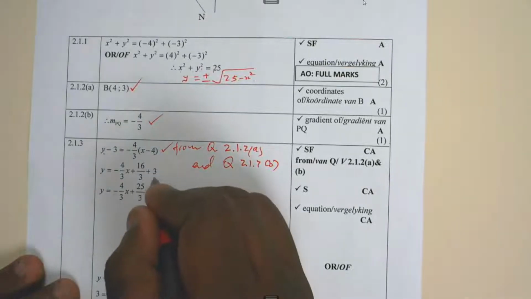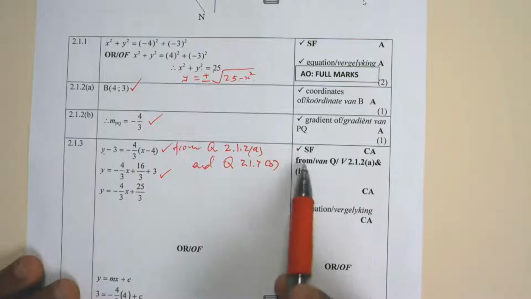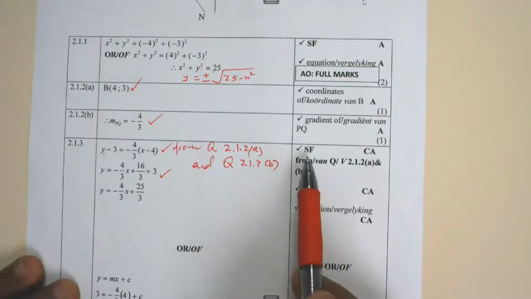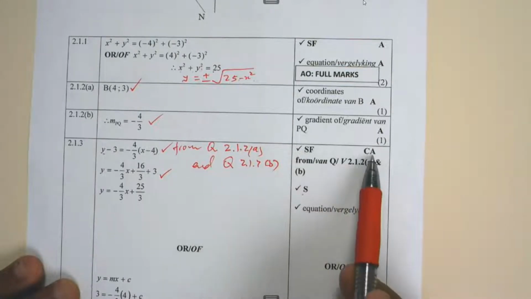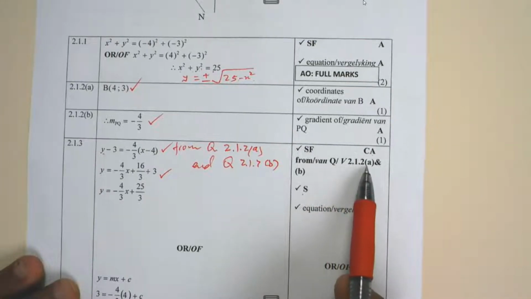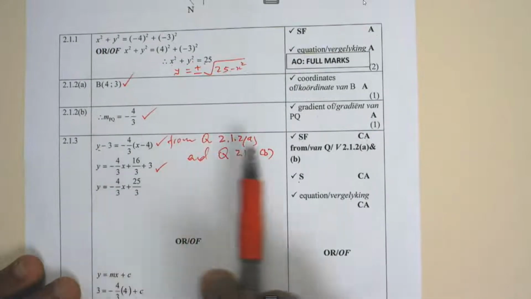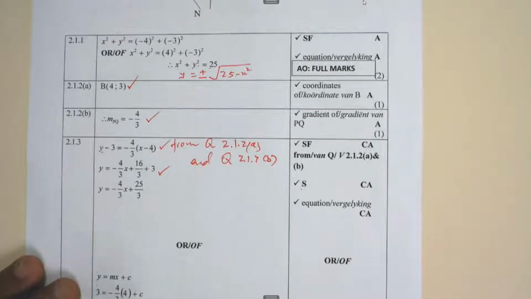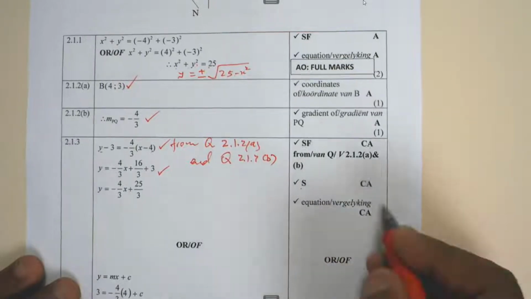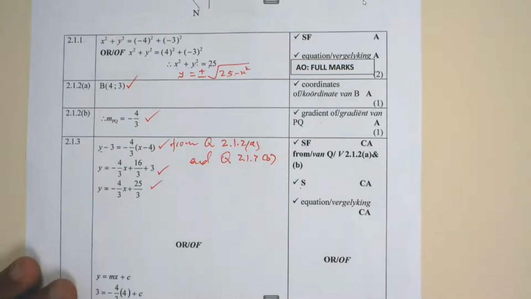And then, again, you have another mark. Mark for what? For simplification. And the marking guideline is very clear. It says substitution in the correct formula is a CA mark. From where? From question 2.1.2a and question 2.1.2b. Please follow this marking guideline very well. You will surely mark these learners correctly if you follow it. And then the last mark will be the equation, which is also the continuous accuracy mark.